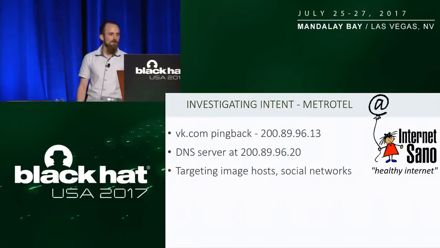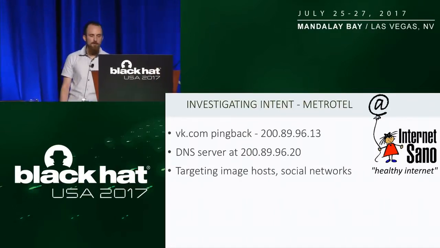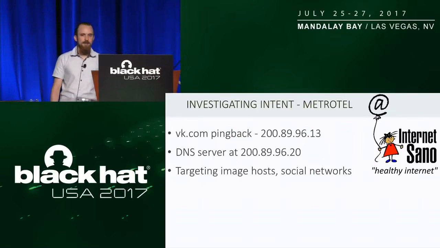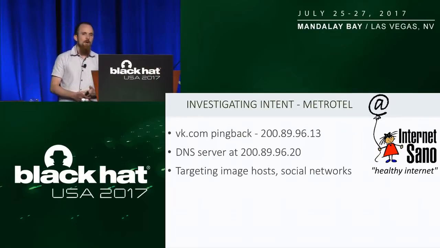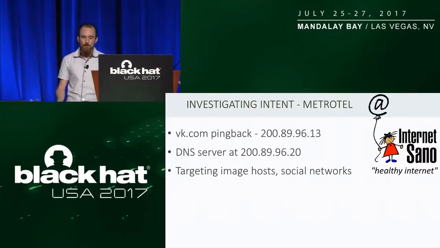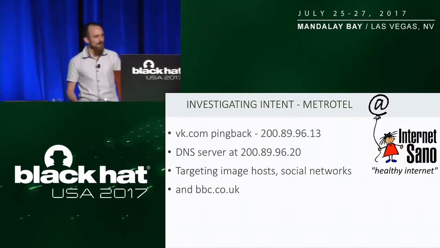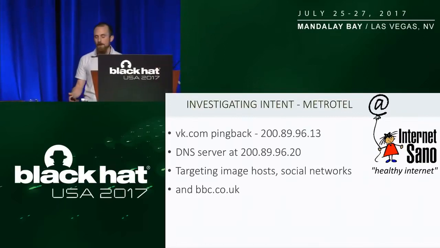That showed that they were mostly focused on image hosts and social networks, and if you try to hit some of those, you would just get blocked, and it would say, access to this has been blocked due to images of child abuse, along with this logo here. However, once again, that's not all this system was for, because they were also poisoning the DNS for bbc.co.uk, which is a news website. And I don't think you'll find many dodgy images on that site, which raises the question of why they want to route all traffic to that site through their proxies.